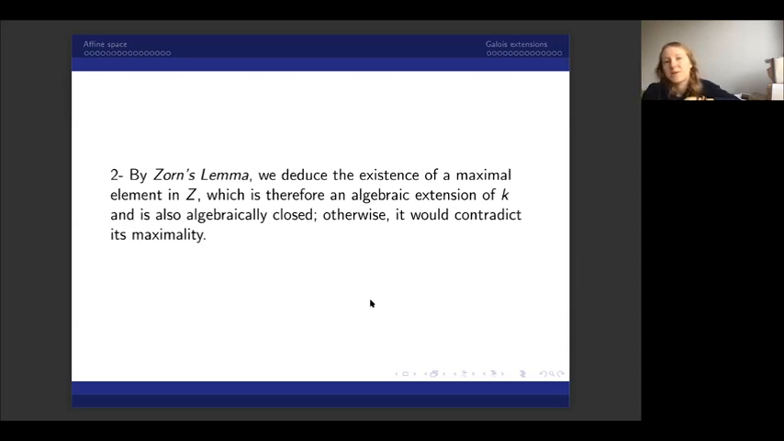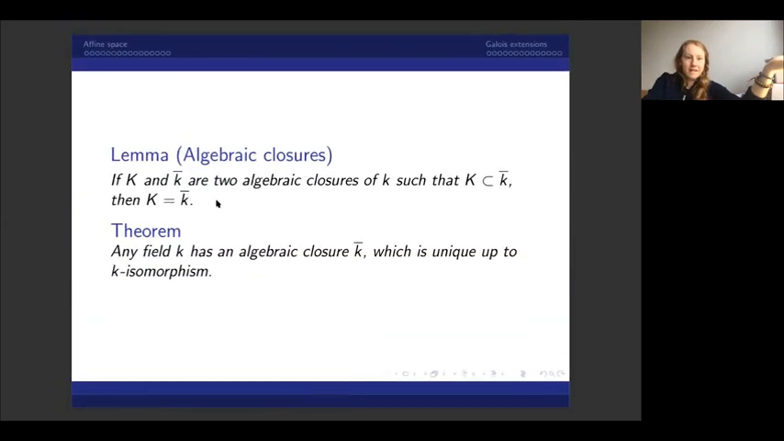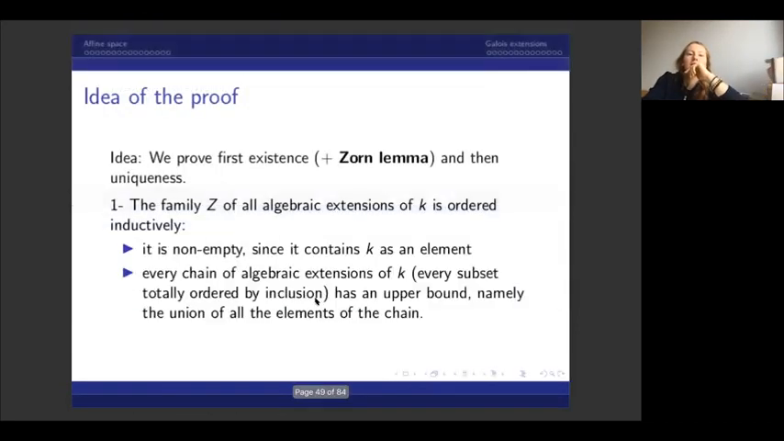which is therefore an algebraic extension of K. And it is also algebraically closed. Well, yes, it's algebraically closed. Otherwise, it would contradict its maximality. Right? Remember here? You remember. Great.